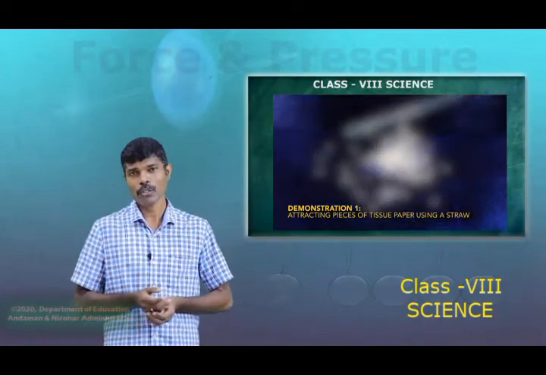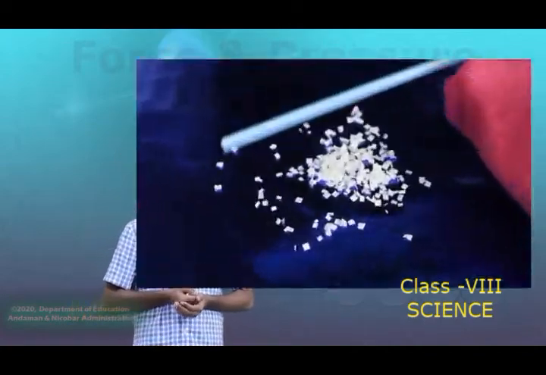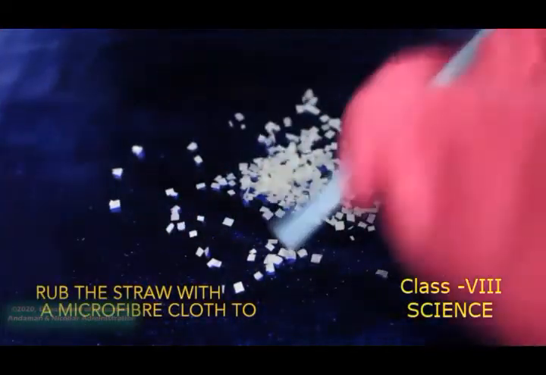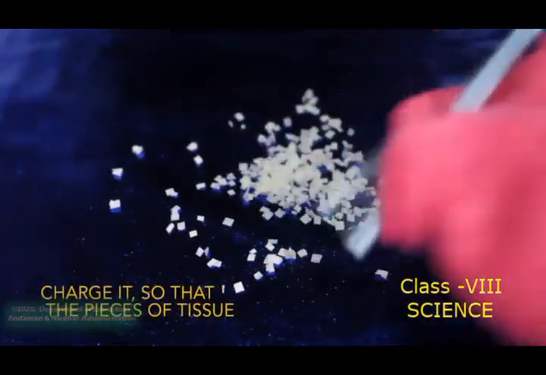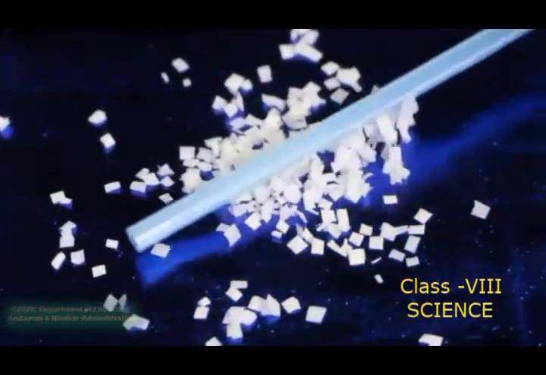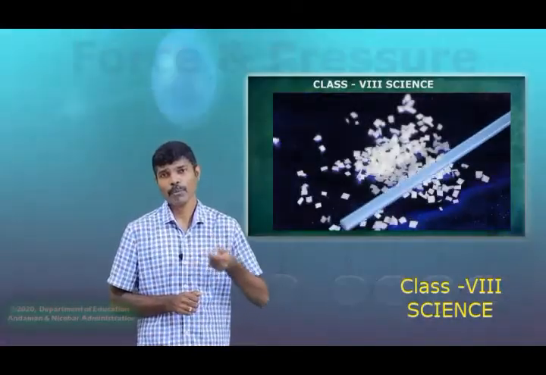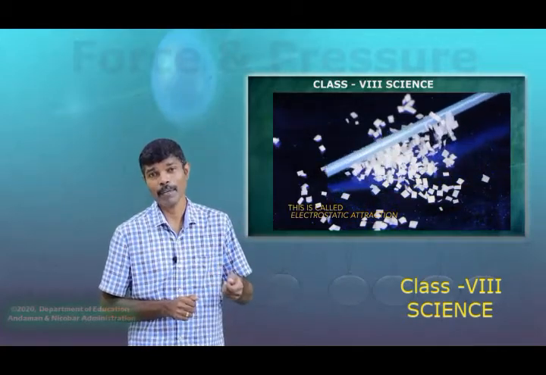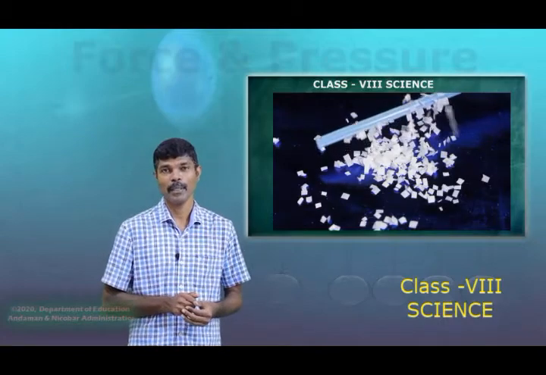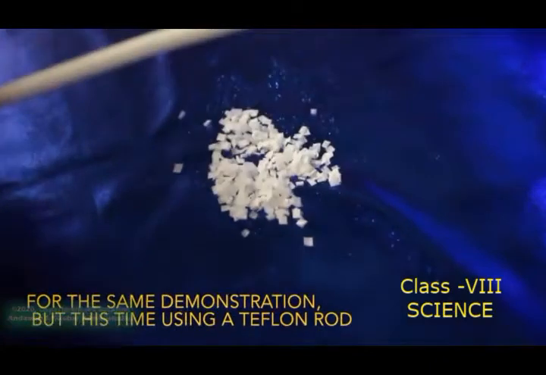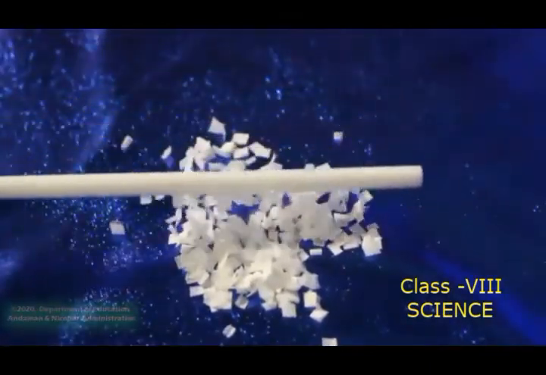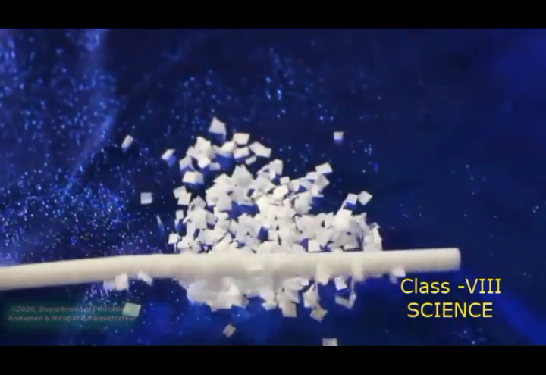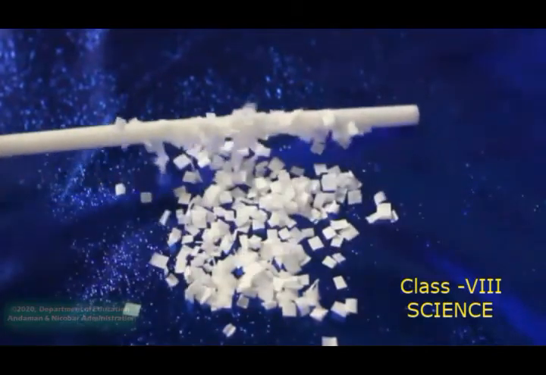So in this, a straw or a plastic pen is rubbed on your hair or a woolen cloth. When it is rubbed with a woolen cloth, it acquires a charge. When you keep the charged pen in front of the bits of paper, then the pen attracts the bits of paper. This shows that some sort of charge is acquired on the pen when we rubbed it with a cloth.